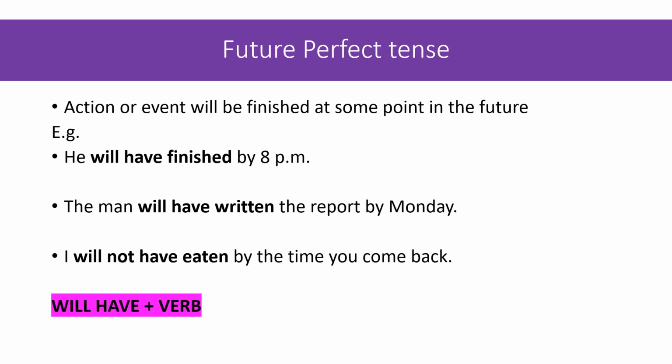The future perfect tense. Now this is an action or an event that will be finished at some point in the future. He will have finished by 8 p.m. The man will have written the report by Monday. I will not have eaten by the time you come back. An easier way to remember this is will have plus your past tense verb.